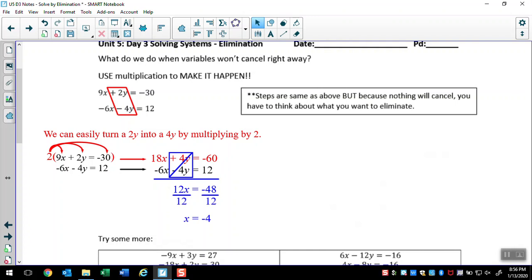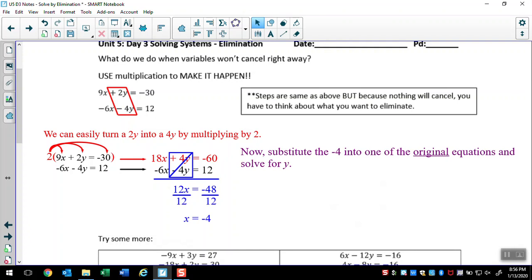All right, now I found x. Now I need to find y. So now we can substitute the negative 4 into one of the original equations and solve for y. So going back up to my original equations, again, it does not matter which one you use. You go by your own personal preference.